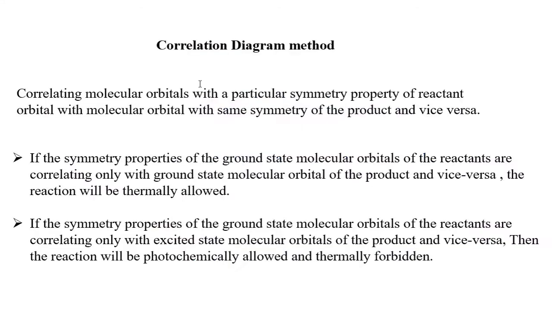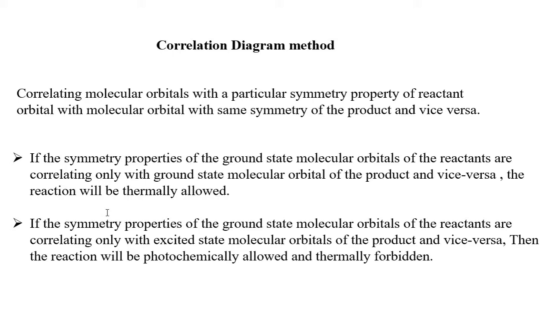Then what is correlation diagram method? In correlation diagram method, we are correlating the molecular orbitals with a particular symmetry property of the reactant with the molecular orbital with the same symmetry property of the product and vice versa. That is, if the symmetry properties of the ground state molecular orbital of the reactants are correlating with the ground state molecular orbital of the product and vice versa, the reaction will be thermally allowed.